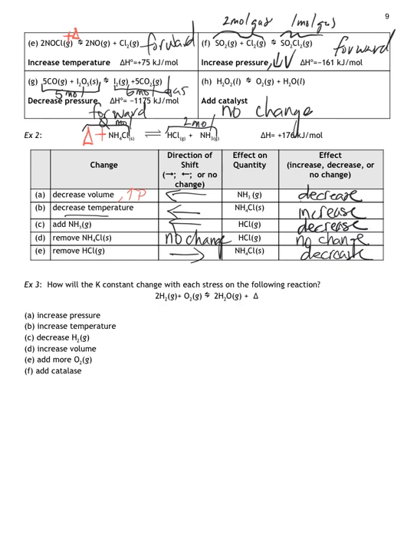All right, for the third question, it's asking us how the K constant will change with each stress on the following reaction. So we're looking at what changes K. And honestly, the only thing that changes K are things that are temperature related. So there's going to be no change for this one. No change here. And I'm going to abbreviate it NC, NC, NC, and NC. The only thing that changes K is temperature.